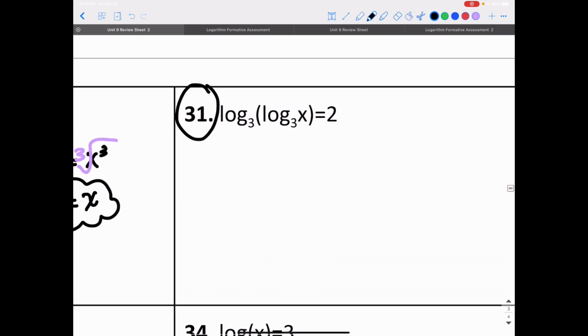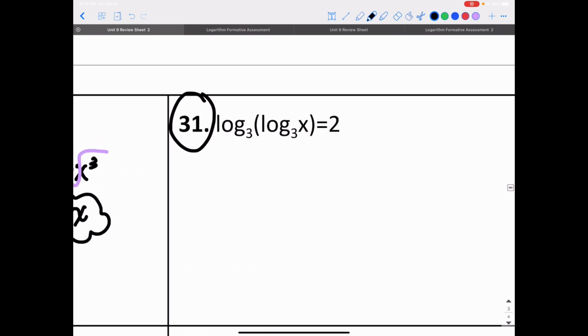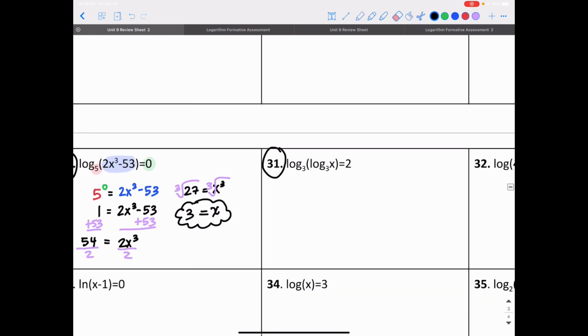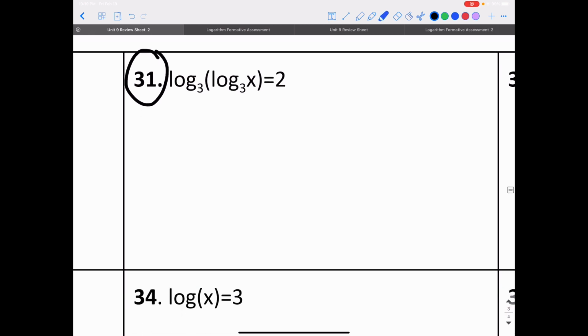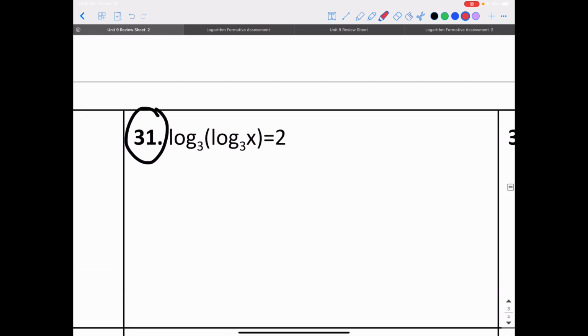For 31, I have a logarithm of a logarithm is equal to 2. Don't let this scare you. It's the same exact problem as we just did. This I can't solve in logarithm form, so I need to convert to exponential form. If I see a logarithm 2 times, a log inside of a log with a missing variable, I'm going to have to rewrite in exponential form 2 times. The first time I'm going to identify what's my base. My base is 3. So I'm changing this to 3 to my exponent, which is 2.